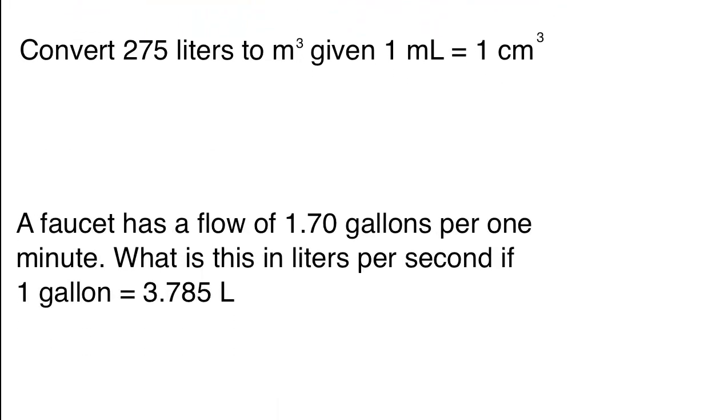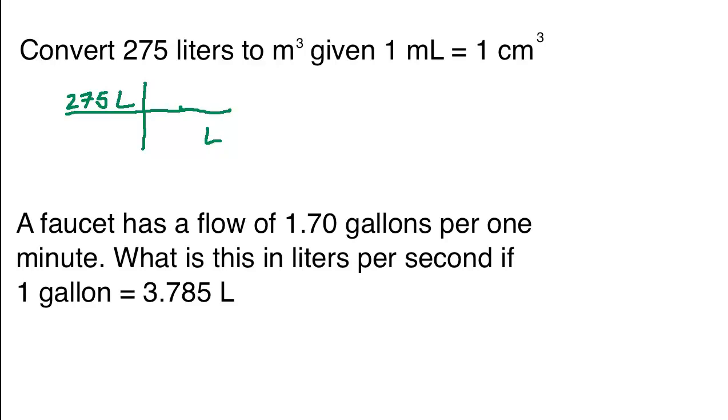Convert 275 liters to meters cubed, given that 1 milliliter equals 1 centimeter cubed. So they tell us our known value, and there is a given equality here. So we start with what's known. We know that we're going to have 275 liters that we start with. Now, I know I'm going to want to get rid of liters, and I'm trying to convert this into meters cubed. But I'm not going to have a direct conversion for that right away, so I need to think about where I'm going with this. So let's think about it.